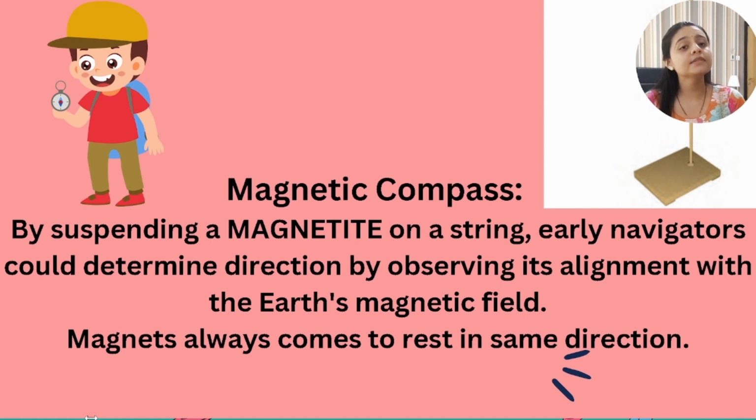But when the magnetite rock came to a stop, it showed the direction of the north. Always, when the magnetite rock stopped, it rested in the same direction, which is considered the north of the magnetic pole. In that way the navigators guided themselves to the place they wanted to go. So this is all about the magnetic compass.